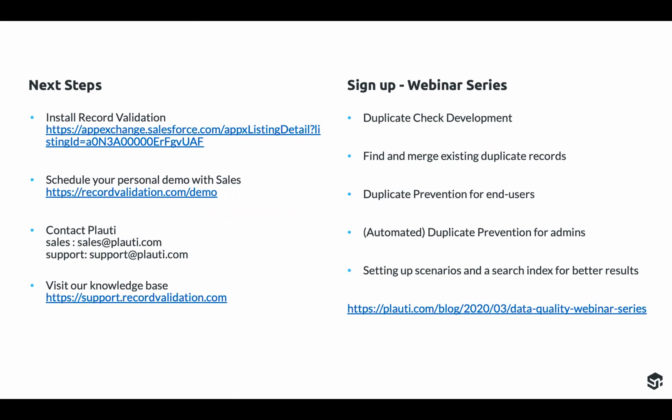Yeah, there's one question coming in right now. That's perfect. So, what data are records validated against? Some apps use Dun & Bradstreet. What does Plauti use? I think I can answer that.